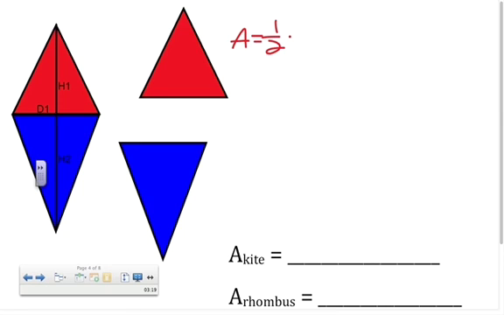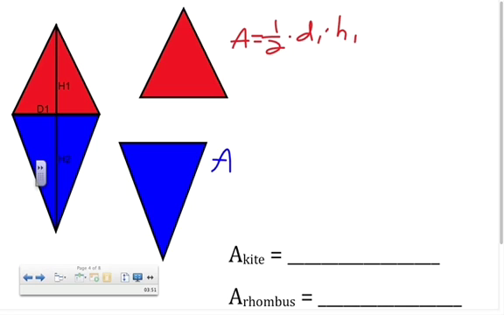So the area of the red triangle is 1/2 times the base of that red triangle, which is diagonal 1, and the height of that triangle I've labeled as h1. Nothing too complicated. I'm just taking the formula for the area of a triangle, using these variables to identify base and height of the triangles, and you'll notice something when we put it all together.